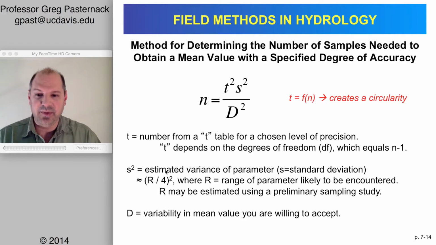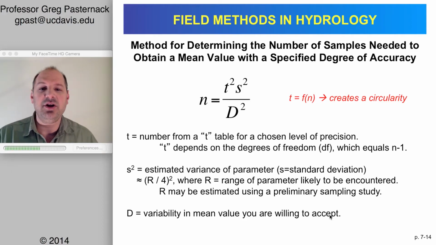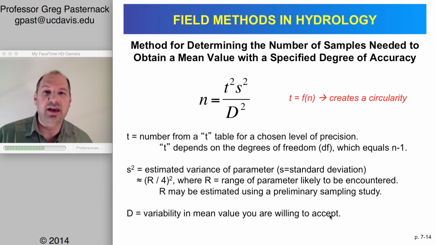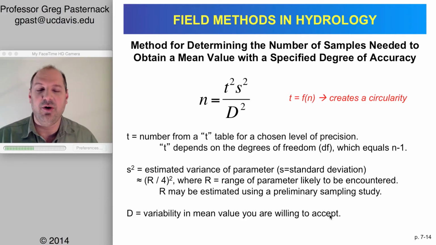And then D is the variability in the mean value you're willing to accept. So I want to know the mean value to within what? To within 1 millimeter or 1 cubic meter per second or a billionth of a cubic meter per second. I mean, obviously, the tighter that you want it to be, the more precision you want, the more samples you're going to need.